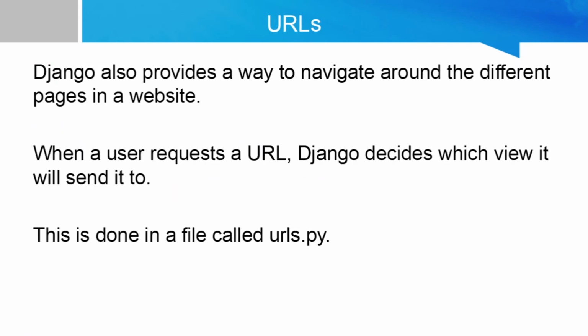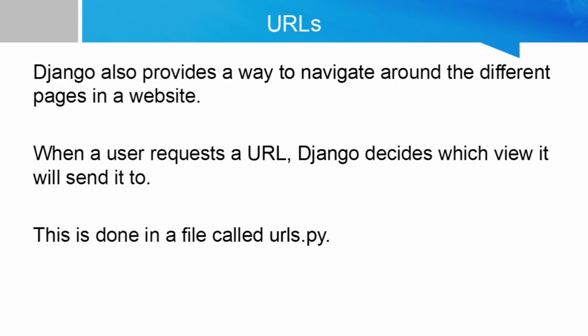So basically, let me talk about the URLs. URL stands for Uniform Resource Locator. A resource can be something like a PDF, a video, an image, or any other document. Django also provides a way to navigate around the different pages in a website.